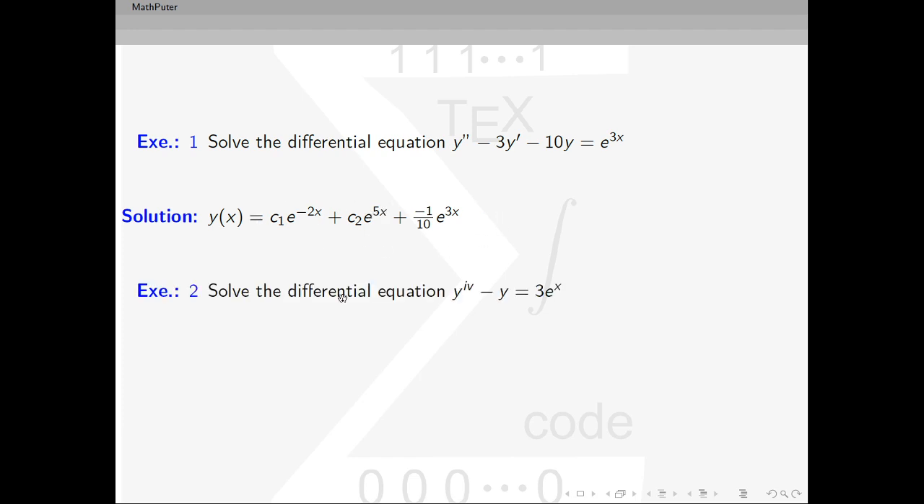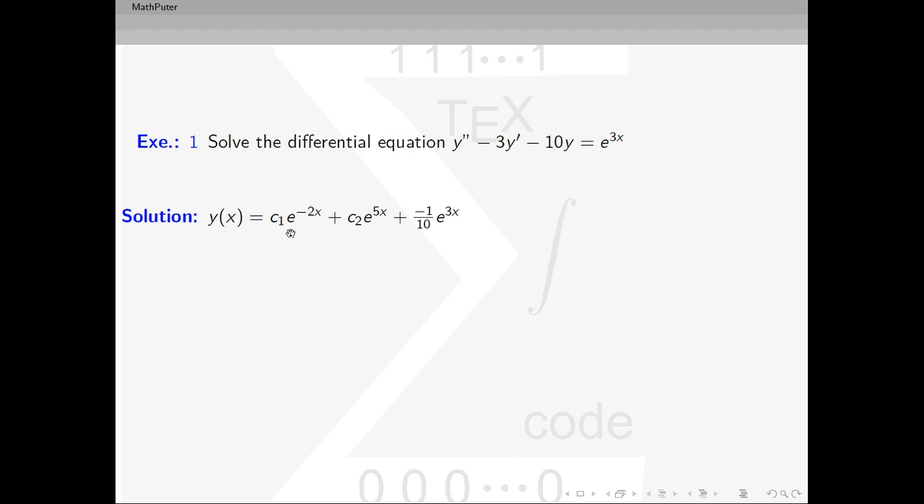Okay, let us refer to these two examples again. The differential equation y double dash minus 3y dash minus 10y is equal to e raised to 3x has this solution. The differential equation fourth derivative of y minus y is equal to 3 e raised to x has this solution. I am interested in the discussion of the solution nature. In this example, our first solution was this complementary solution, e raised to minus 2x and e raised to 5x. To find the particular integral, we always compare the right hand side with these two functions.